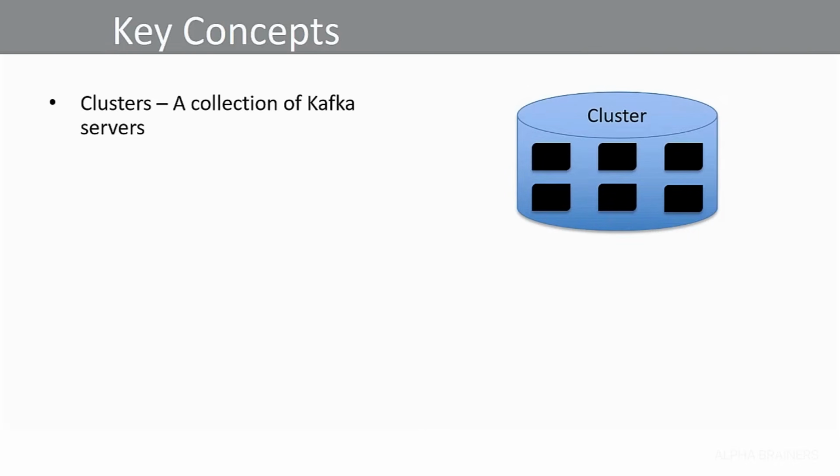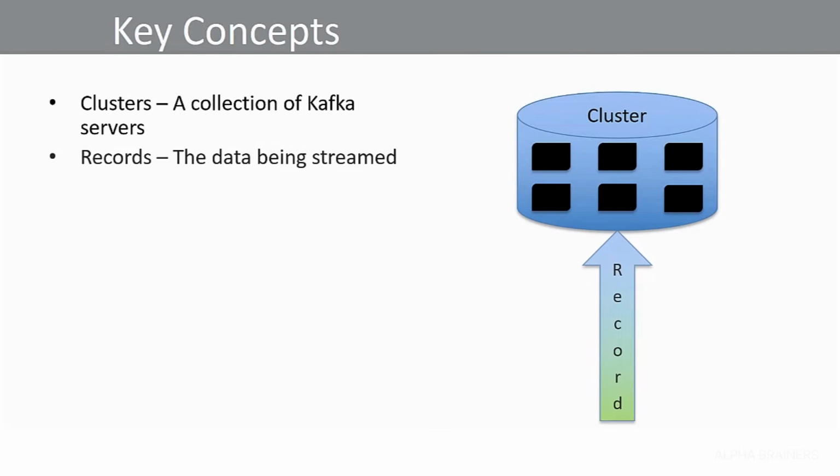So some key concepts. We're going to be using these terms throughout class. So we want to be familiar with the term cluster, which is a collection of Kafka servers. We're going to talk about this thing called a record or a message. That's the data that's being streamed. And there are several components of a record. The record is going to contain a key. It will also contain a value, so there'll be key value pairs. And there'll also be a timestamp in the record itself.